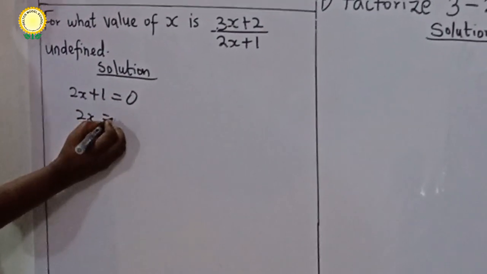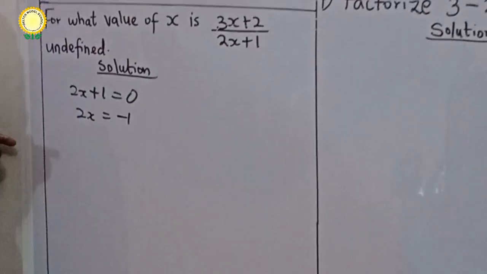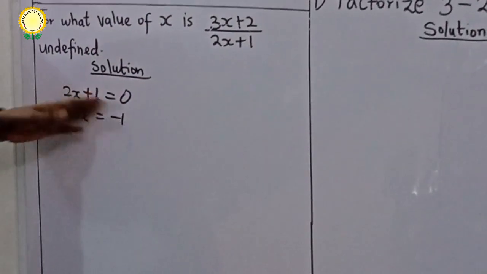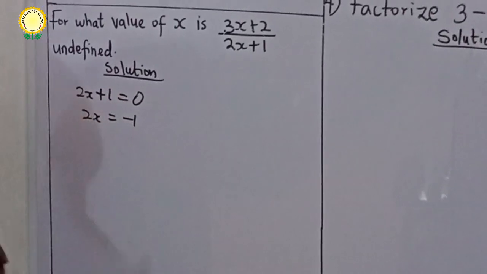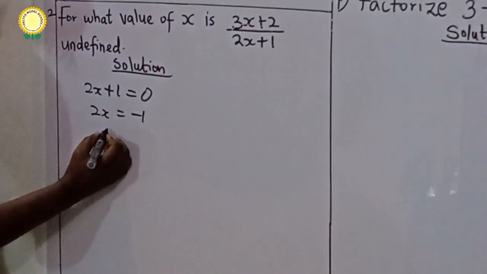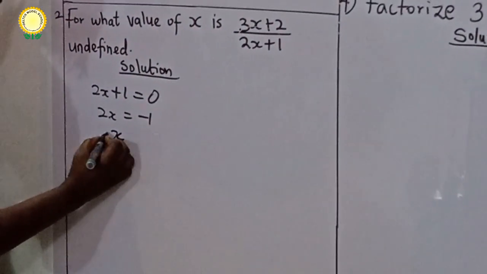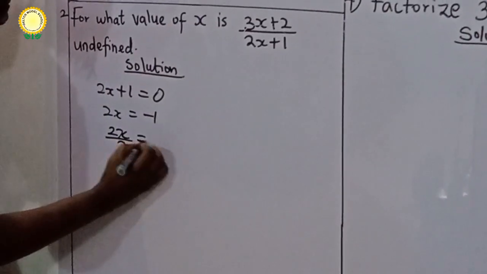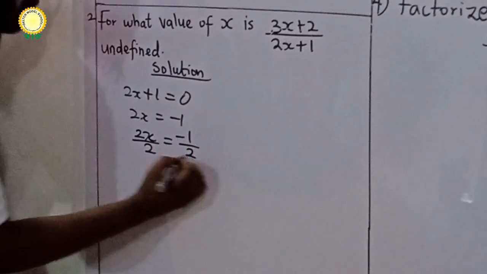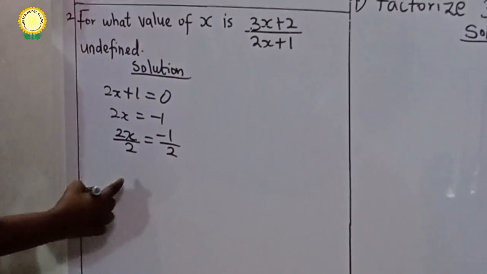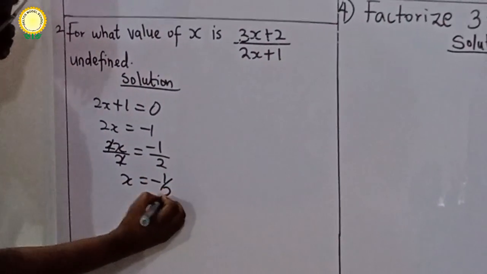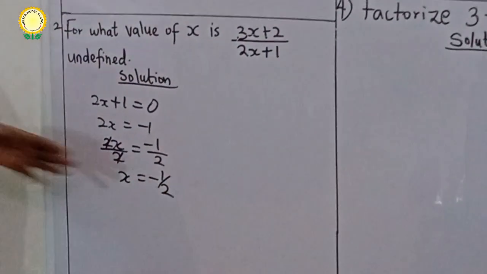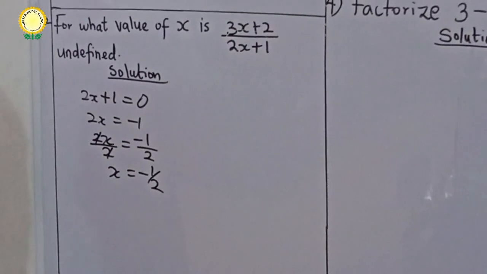So 2x equals minus 1. That is, you take away 1 from both sides to eliminate 1. So you have 2x is equal to minus 1. Divide both sides by 2. You have 2x over 2 equals minus 1 over 2. X gives you minus 1 over 2 or negative 1 over 2, which is negative half.